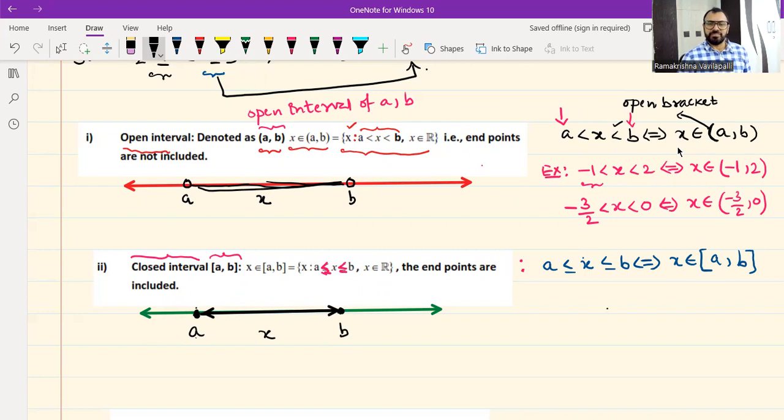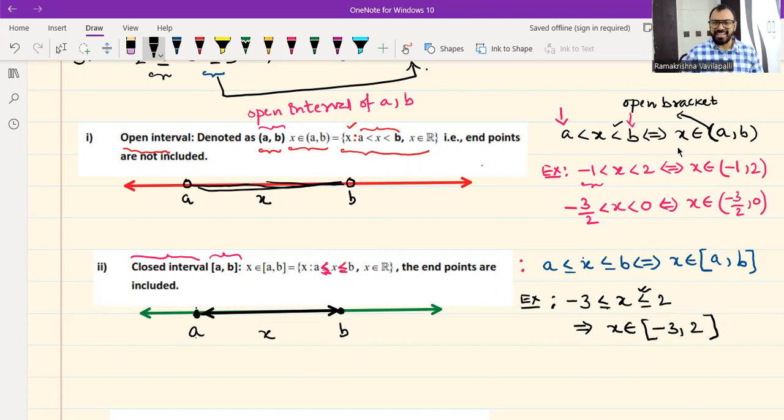For example, these are very simple concepts. Once you understand, you can solve the questions. For example, -3 less than or equal to x less than or equal to 2. So how do we represent this? X belongs to closed interval. Whenever this non-strict inequality comes, you have to use this bracket. So read as x belongs to closed interval -3 to 2.